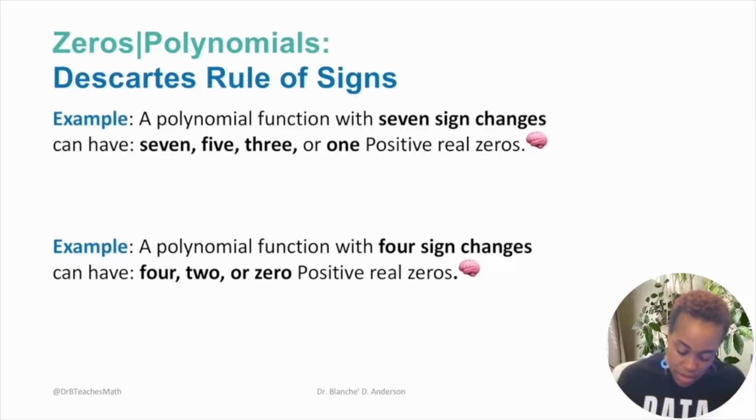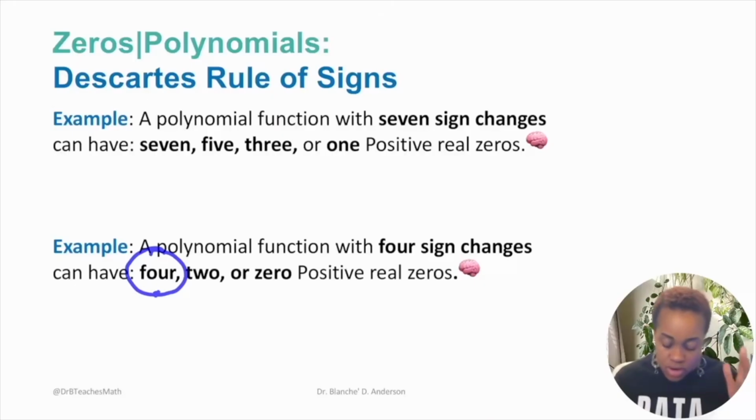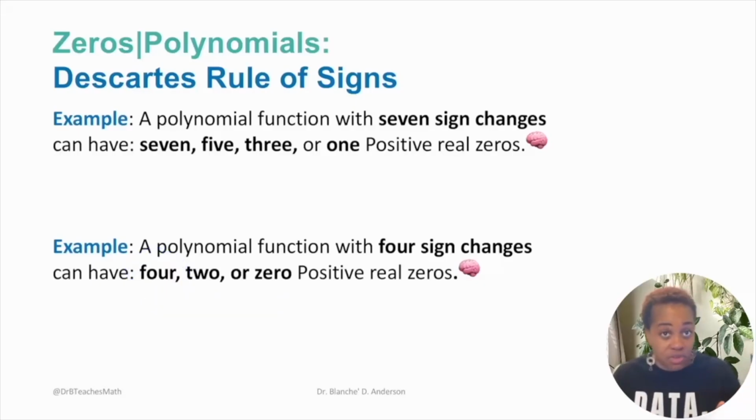This one says a polynomial function has 4 sign changes. So that means it's going to have 4 positive real zeros, or decreased by 2. It can have 2, or it can have 0. So you can have 0 positive real zeros because all 4 of them could be imaginary. See what I'm saying?